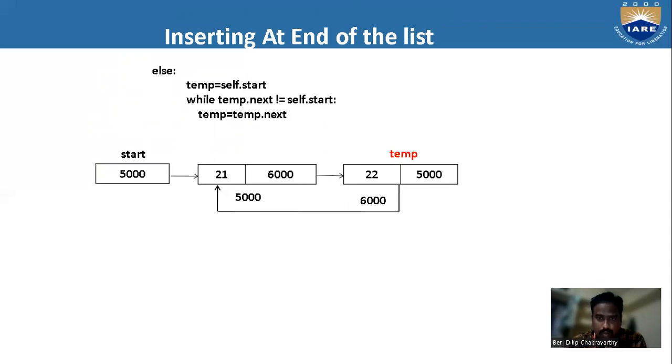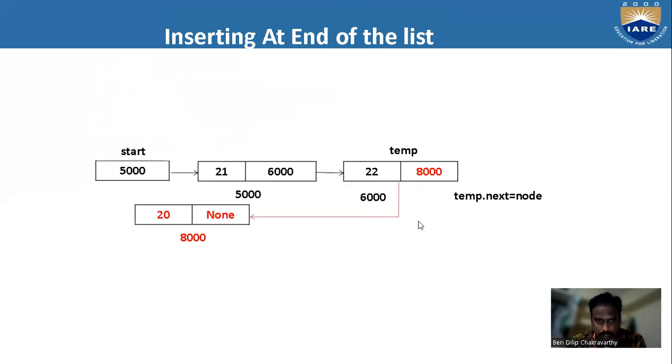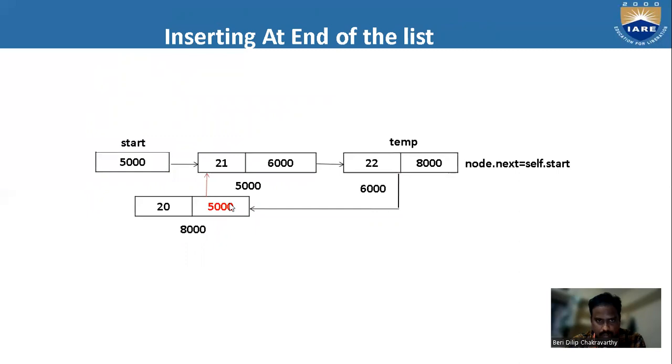Okay. So now what I need to do is add the address of my new node. See here, this is my new node. I'm just adding this 8000 here. In place of none, I need to give the address of the first node, that is 5000. So observe here, I'll be getting 5000. In this way we are going to insert a node at the end of the list.